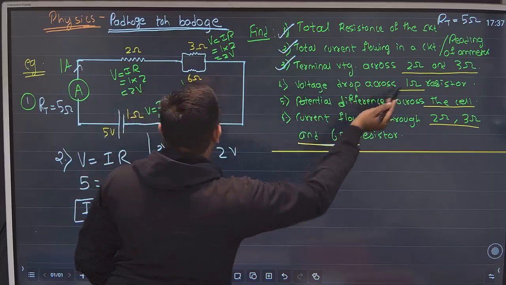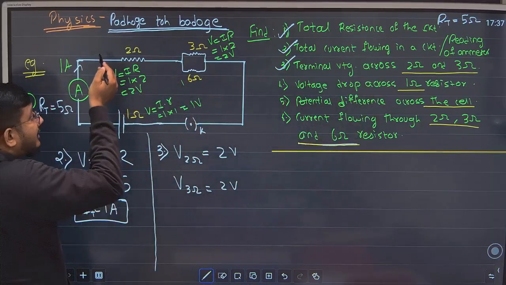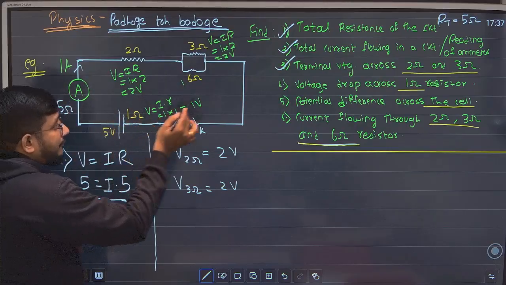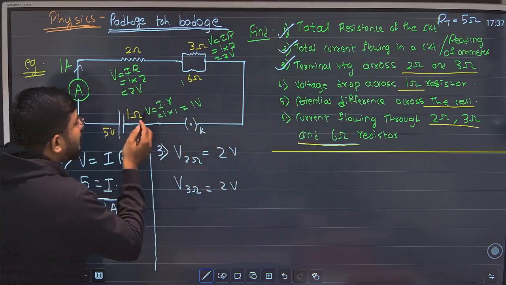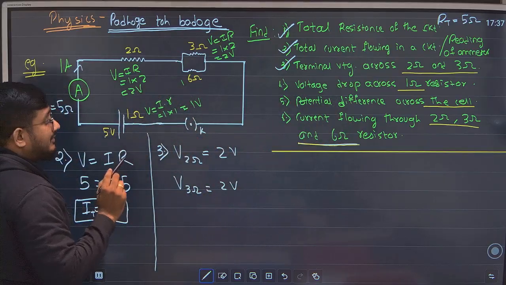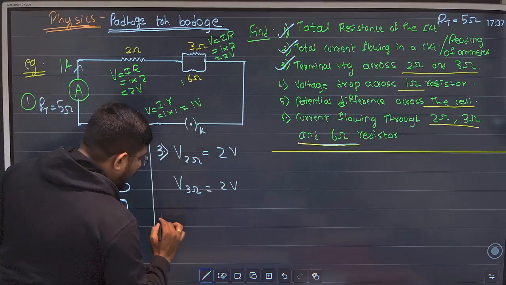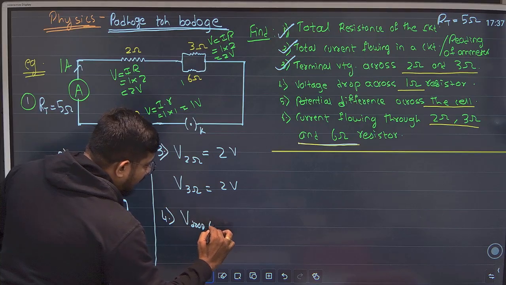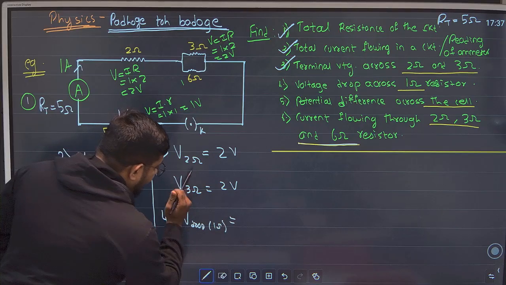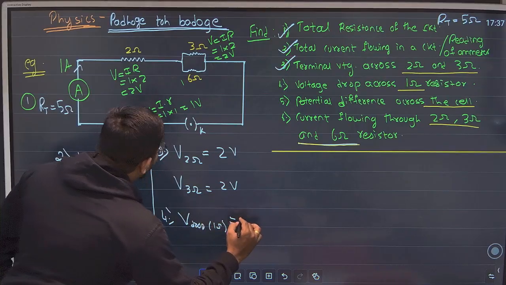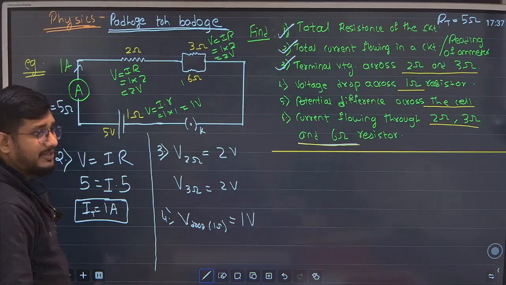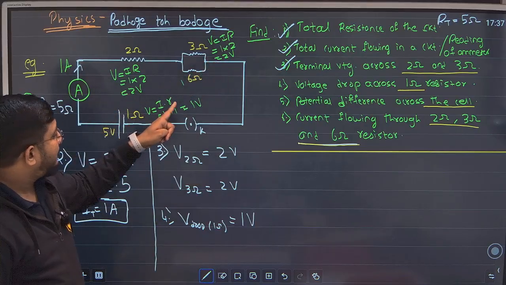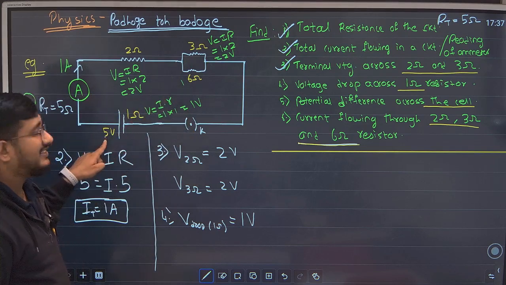Potential drop across 1 ohm. As I said, we have to find the value of V in all the resistors present. But they are asking voltage drop. So what is the voltage drop over here? Small v. We got 1 volt. So we got the fourth answer. That's the voltage drop across 1 ohm, small v, that is 1 volt. And simple, guys, I add all the 3. 2 plus 2 plus 1, 5 volt. This is 5 volt.